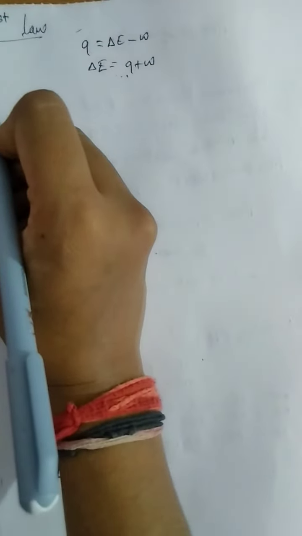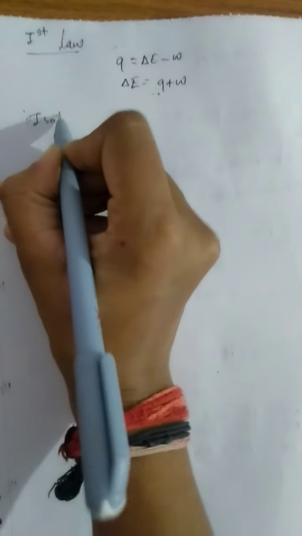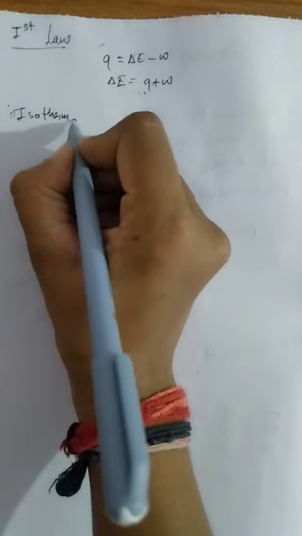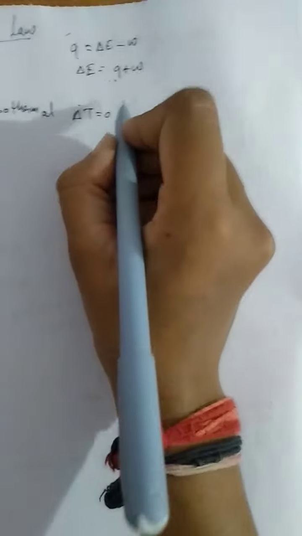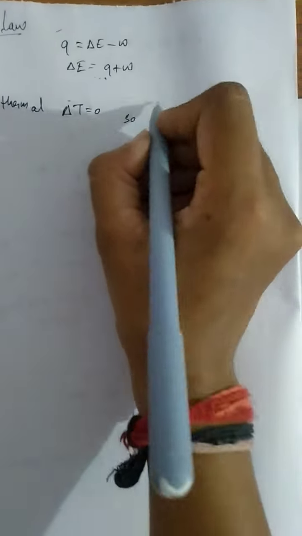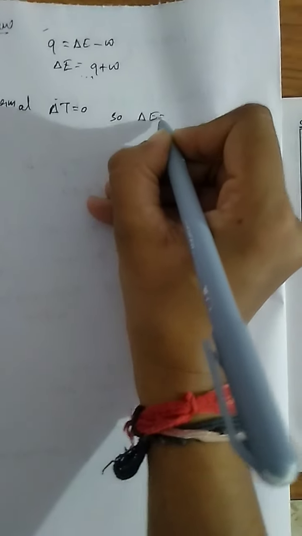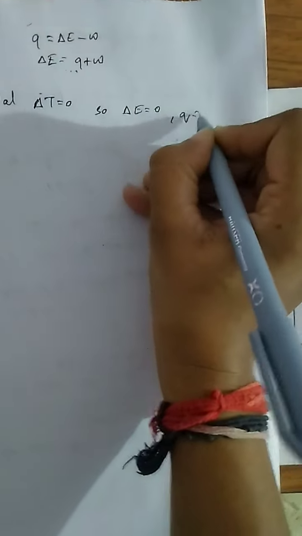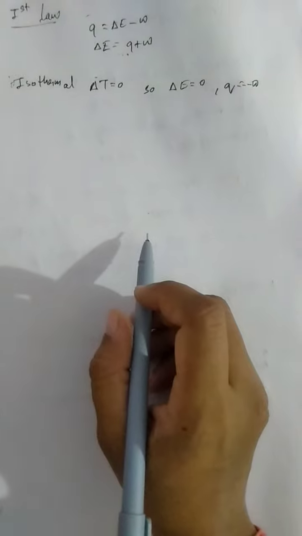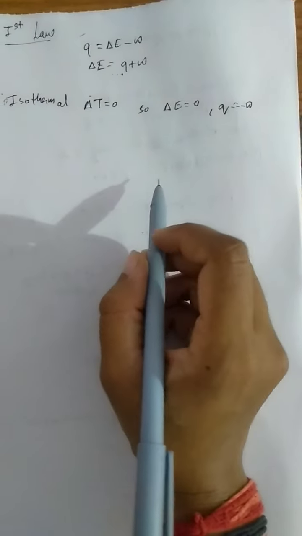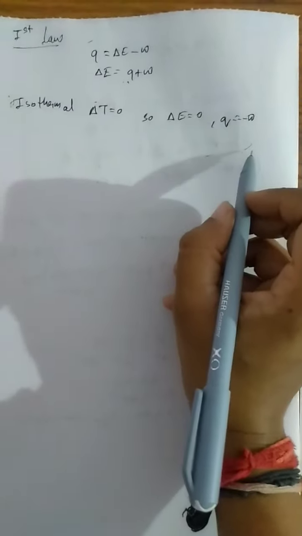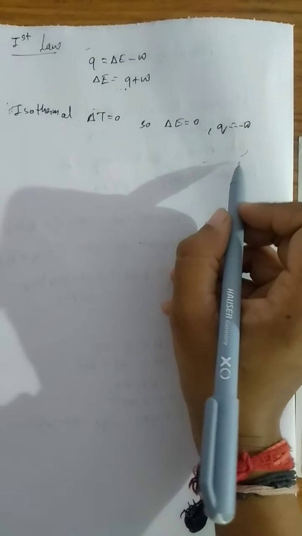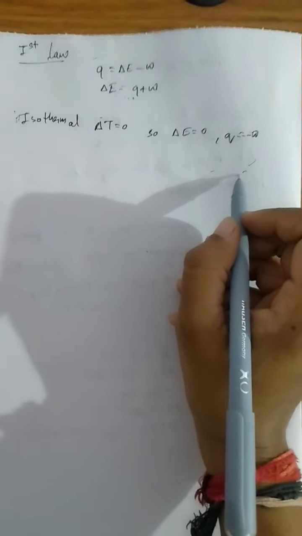For isothermal process, delta T equal to 0. So delta E equal to 0, Q equal to minus W. So for example, we see that heat absorbed is used in work done by the system. If Q equal to minus W, it means heat absorbed is used in work done by the system.